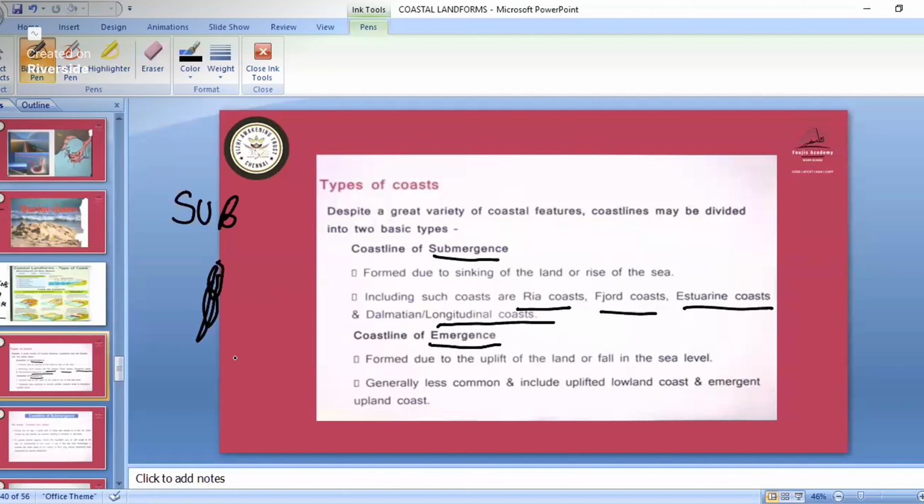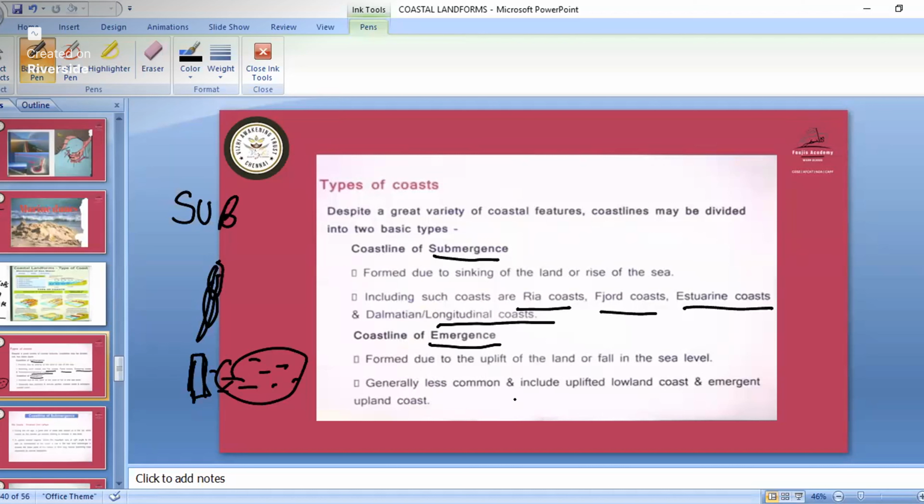So there we are seeing. Coastline of emergence is what? When the landforms near the sea area, what is happening? Either due to deposition they are becoming like a highland and rising above the sea water, or the sea water in that area is shrinking, meaning that particular level is falling down. So that is one of the emergence coasts, formed due to the upliftment of the land or fall in the sea level.